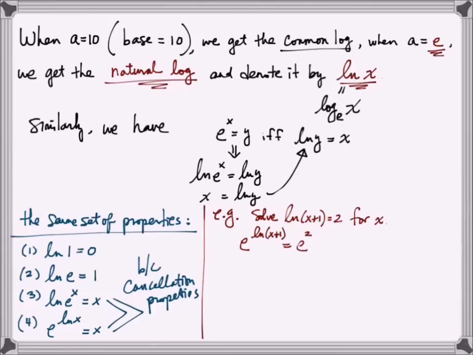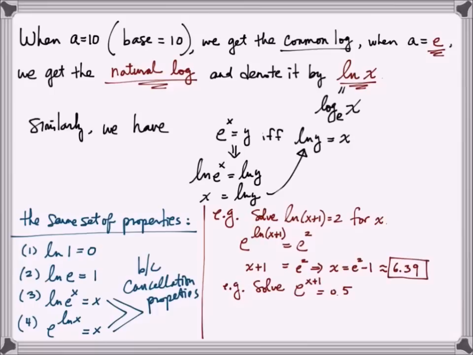Based on property number 4, I'm just going to get x plus 1 to come out on its own, because the natural exponential function and the natural log cancel out due to the cancellation property. I have x plus 1 is equal to e squared. To get x by itself, I simply subtract 1 from both sides to get e squared minus 1. The calculated response comes out to be about 6.39.